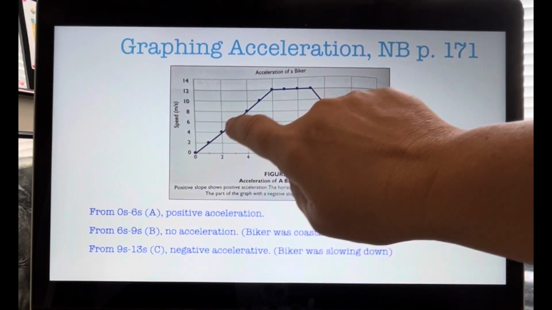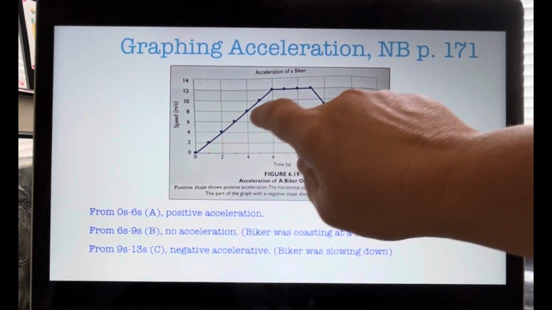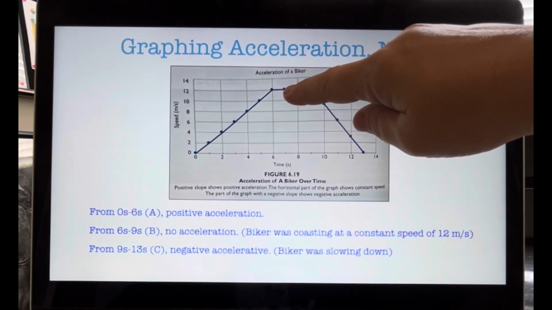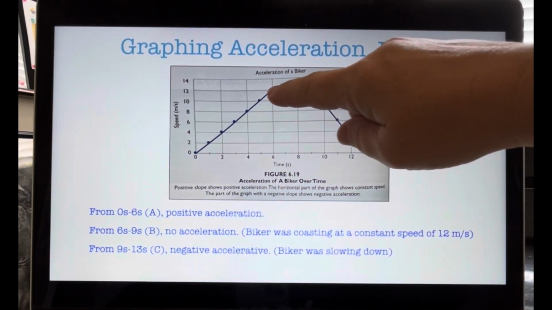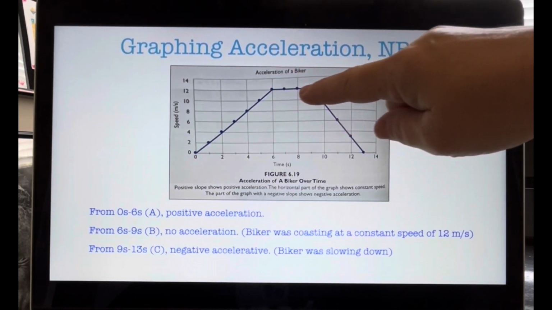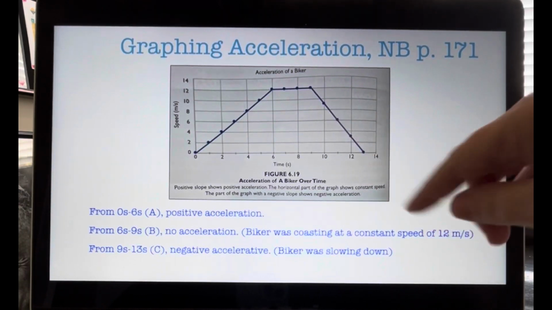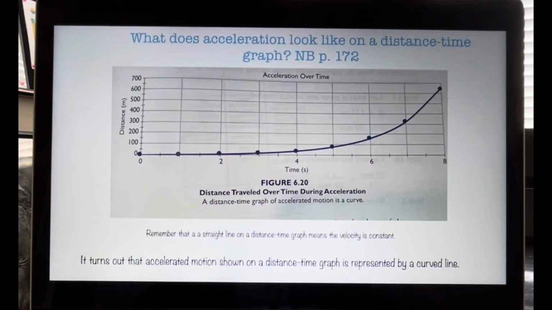So from this section, section A on your notebook, we have positive acceleration. Here, we have no acceleration. He was just coasting at a constant speed. Here, we have negative acceleration. He was slowing down. What does acceleration look like on a distance time graph?